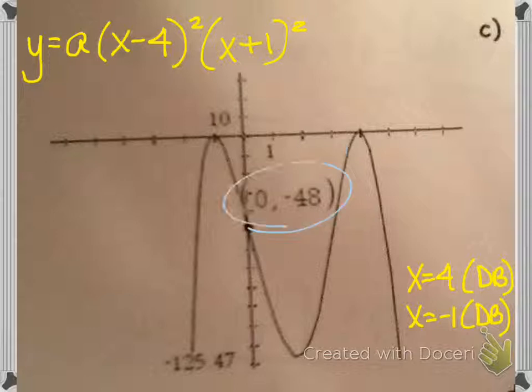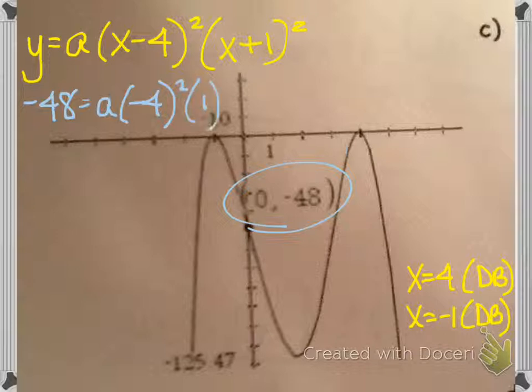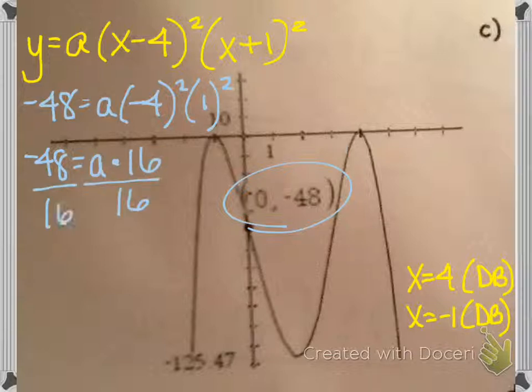So use the y-intercept, negative 48. So negative 48 equals a times, put in 0. So this is negative 4 squared and 1 squared. So negative 48 equals a times positive 16 times positive 1 is a positive 16. Divide both sides by 16. So a equals negative 3.